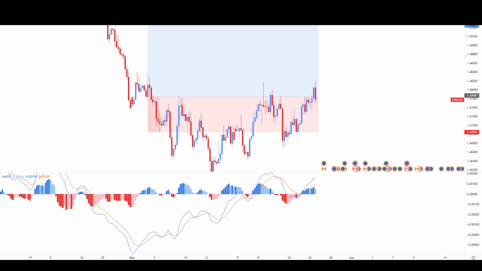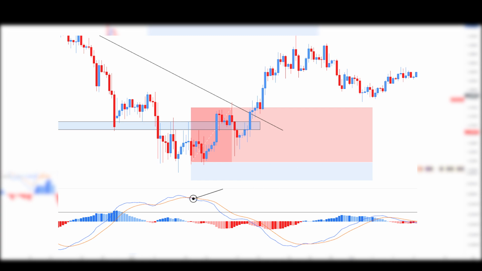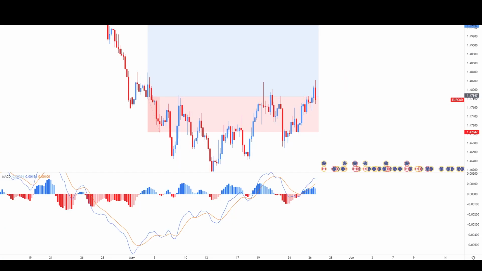And here is an excellent rule to remember if you want to prevent situations like this. So basically, avoid buying when the MACD line is super extended into highs, and avoid selling when it's super extended into lows, because most of the time if we see these highs, it means that the movement has already been overdone and is prepared for a minor reversal.